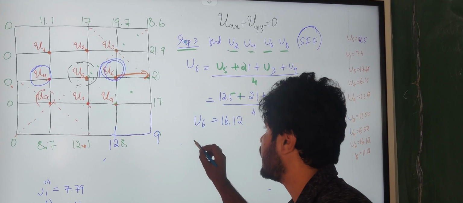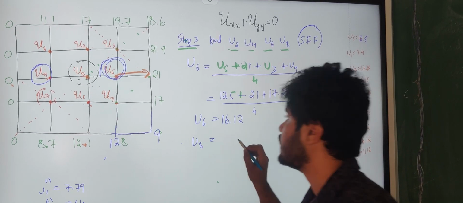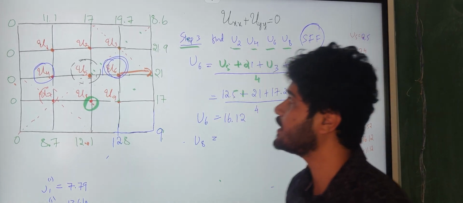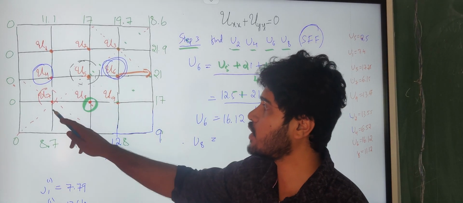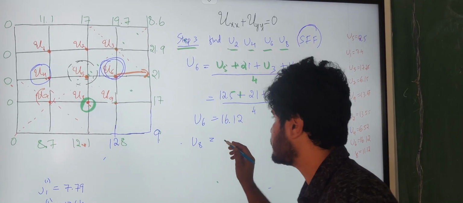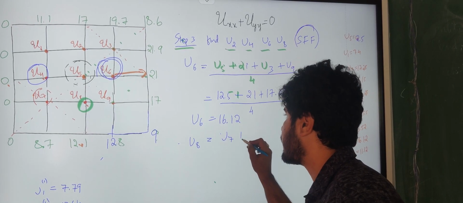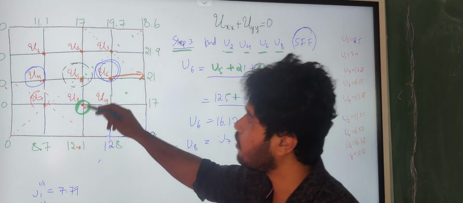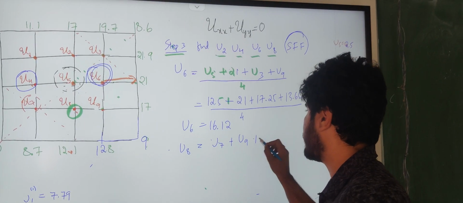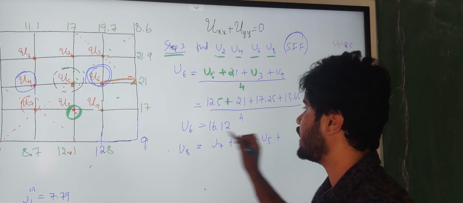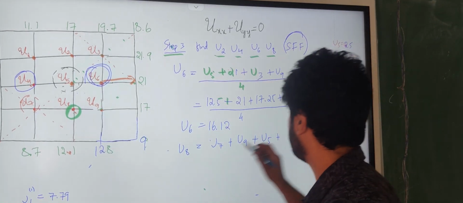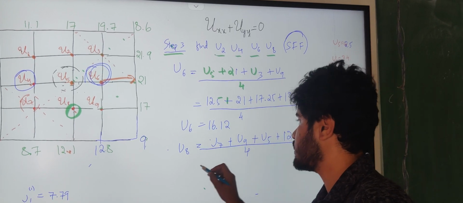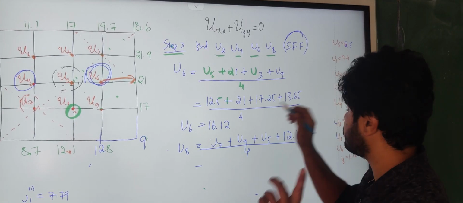After u6, identify what is u8. So u8 is present here in the diagram. This is u8. So we are using the SFF formula. So left point is u7 and right side point towards u8 is u9 and top point is u5 and the bottom point for u8 is 12.1. Divide this by 4 by substituting. So what is u7 identified in step 1?